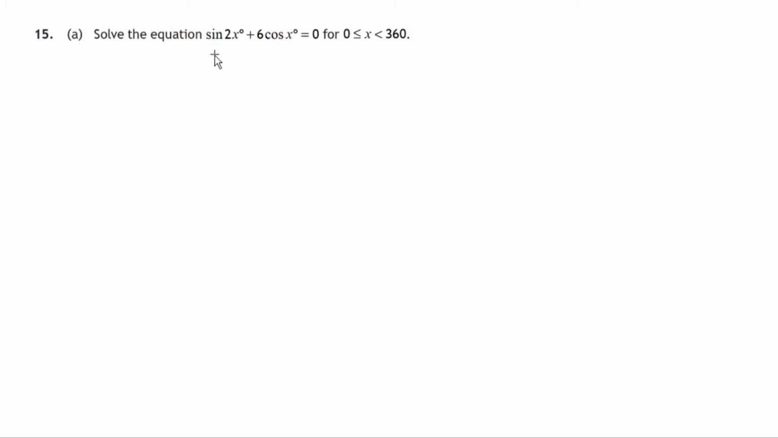In this question we're asked to solve this trig equation. It's got a sine 2x in it, there's a cos x in it. We're given the range of values that x can take. So let's go ahead and start this.